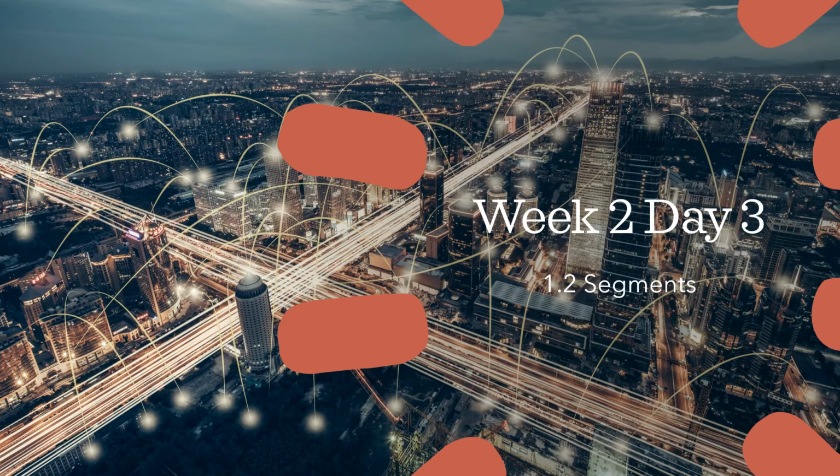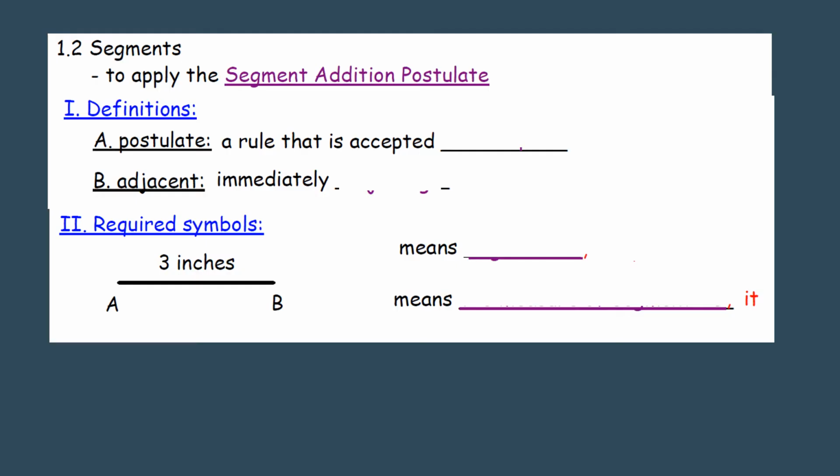Well, we're going to talk about the length of a segment. We've talked about what is a segment, how to name a segment, but let's talk about the length and how it's going to relate in geometry. So the first thing we're going to look at is a postulate. In geometry, we use postulates and theorems and definitions and corollaries.